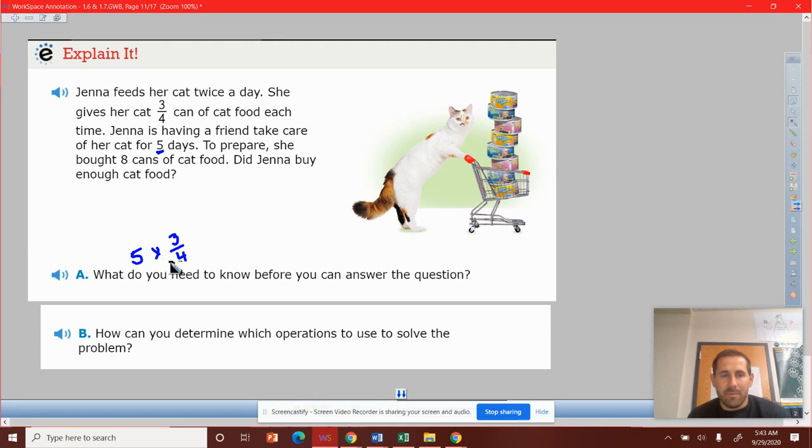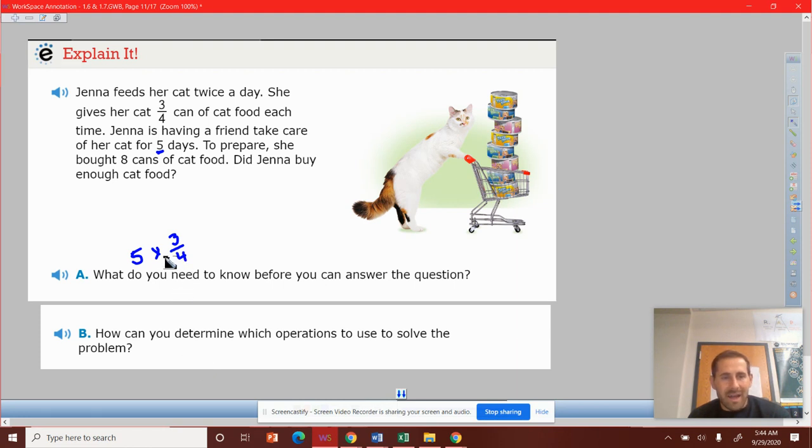So we need to find out what this equals, and we want to make sure that this equals something that is 8 or below. If it's above 8, then we didn't give enough food. If it's 8 or below, then there's going to be enough food for that cat to eat. Okay? How can you determine which operations to use to solve the problem?